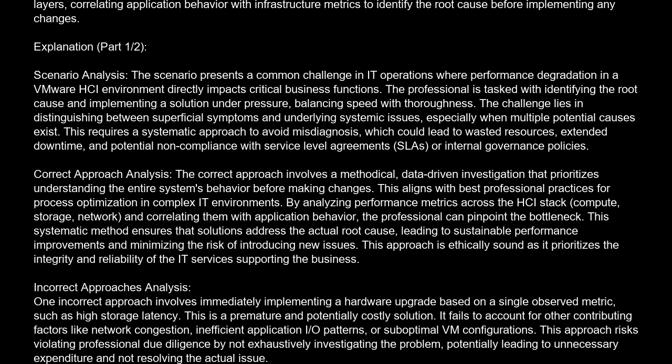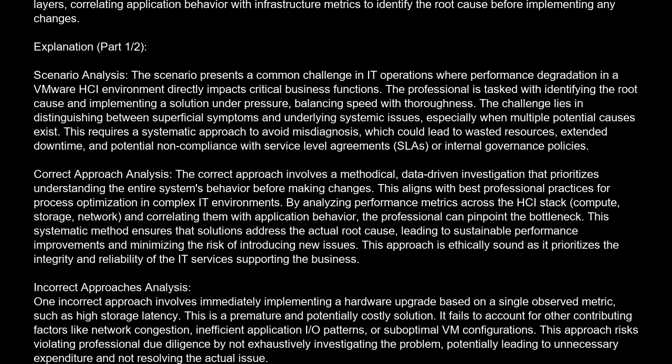Correct approach analysis. The correct approach involves a methodical, data-driven investigation that prioritizes understanding the entire system's behavior before making changes. This aligns with best professional practices for process optimization in complex IT environments. By analyzing performance metrics across the HCI stack, compute, storage, network, and correlating them with application behavior, the professional can pinpoint the bottleneck. This systematic method ensures that solutions address the actual root cause, leading to sustainable performance improvements and minimizing the risk of introducing new issues. This approach is ethically sound as it prioritizes the integrity and reliability of the IT services supporting the business.